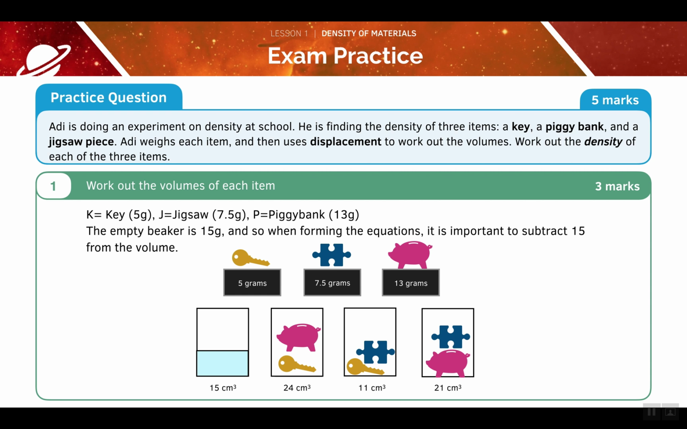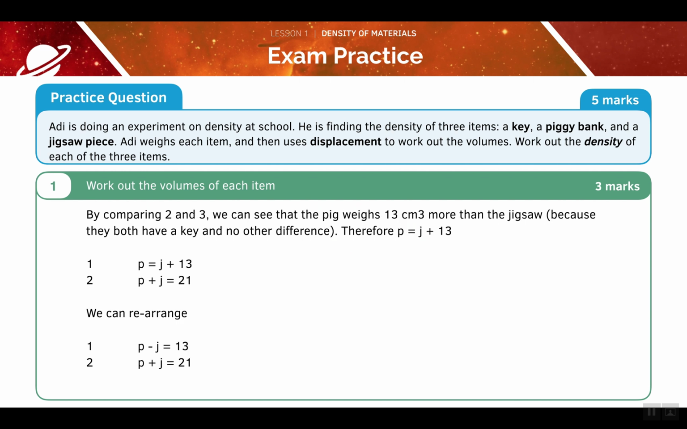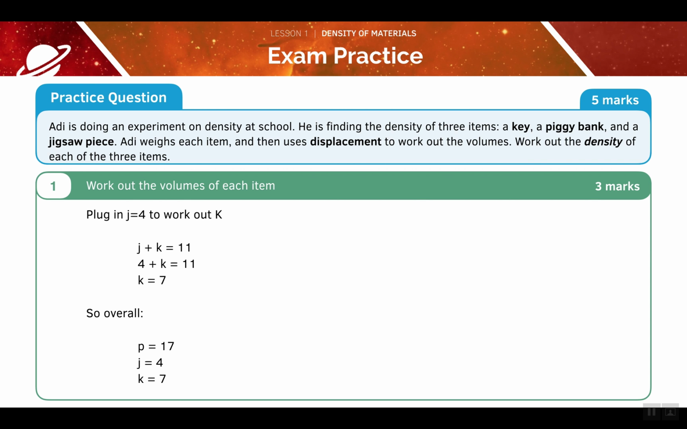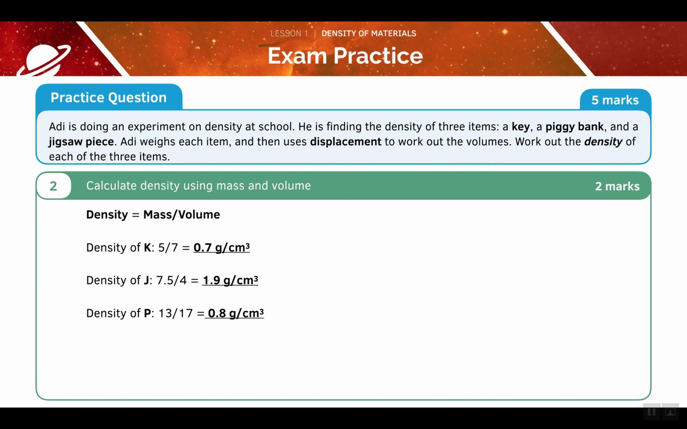First, we need to find the volumes of each of the items. These are shown here. We need to remember to subtract 15 grams for our equation, since this is the weight of the beaker. Now, we can work out the volumes of each item. We can do this using a series of equations. This leaves us with the values of P equals 17, J equals 4, and K equals 7. Now, we can use our formula to find the densities of each object. This is simply mass divided by volume.